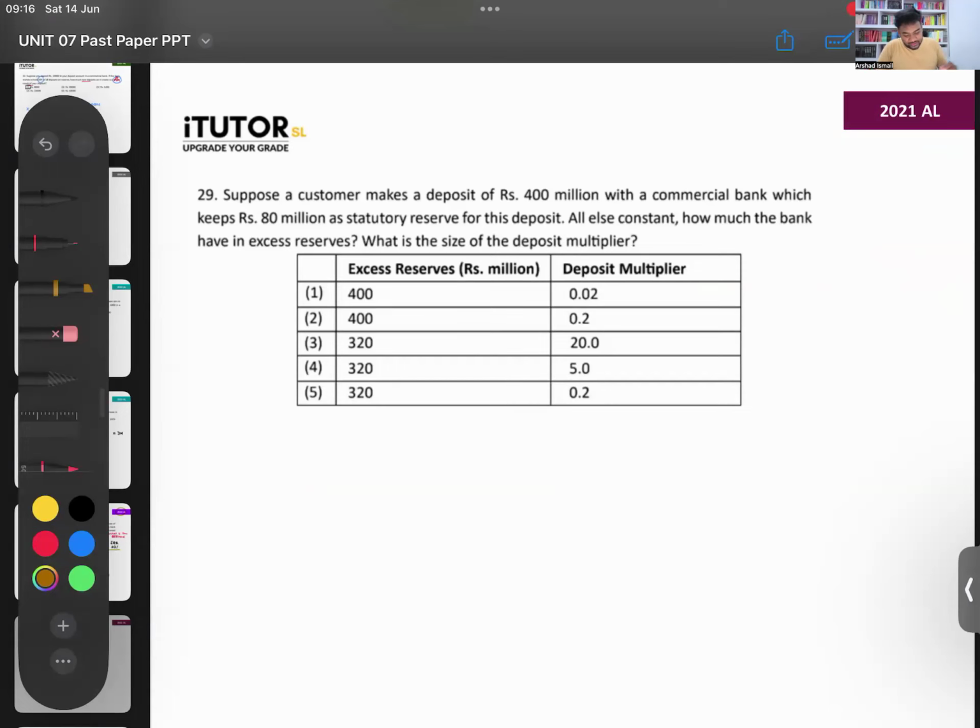Easy. So if a customer deposited 400, follow the same approach as the last question. From this, they kept required reserves of 80. That means how much is the balance that goes to excess reserve? From the 400, they kept 80 as required. The balance 320 is what goes to excess. That excess is what you can give out as loans. So excess reserves is 320.